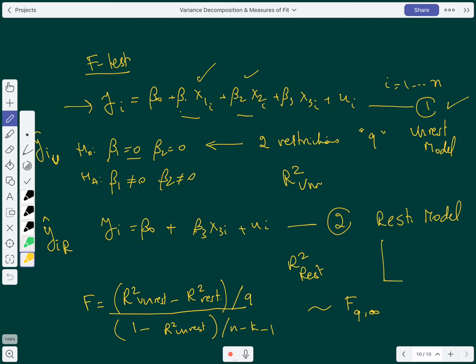And this has the distribution of an F distribution with Q and infinity. And the distribution of the F is, as you can see, squared, so it's only on the positive side. And we will also have the rejection region. Okay, so we need to find a critical value, and everything that is beyond the critical value is called the rejection region.